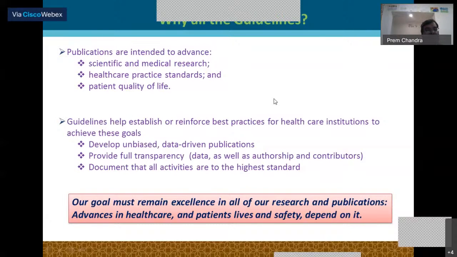So it is clear that when we talk about the guidelines, we need to make sure that the design, plan, conduct, and reporting are all in accordance with standard guidelines which are needed for that particular study design. And currently we are discussing RCT. So we need to know what items have to be reported when we conduct an RCT design, because our goal must remain excellence in all our research and publications. As we all know, advances in healthcare and patient lives and safety depend very much on it.